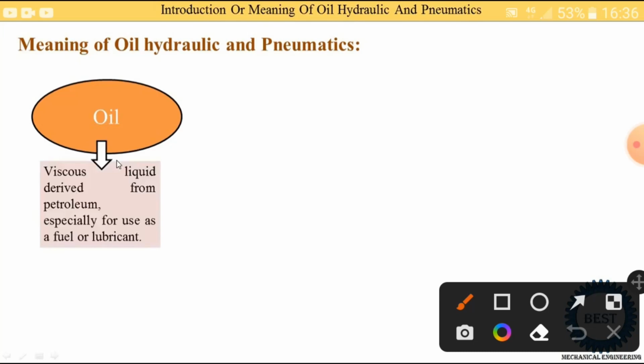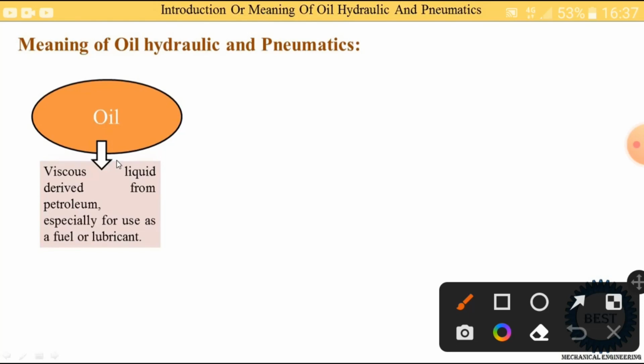Oil is a viscous liquid which is derived from petroleum products. Oil is generally used as a fuel or a lubricant in various types of machines that you commonly study. It is generally used as a fuel in different types of engines and power plants, and it is also used as a lubricant where various parts are rotating.